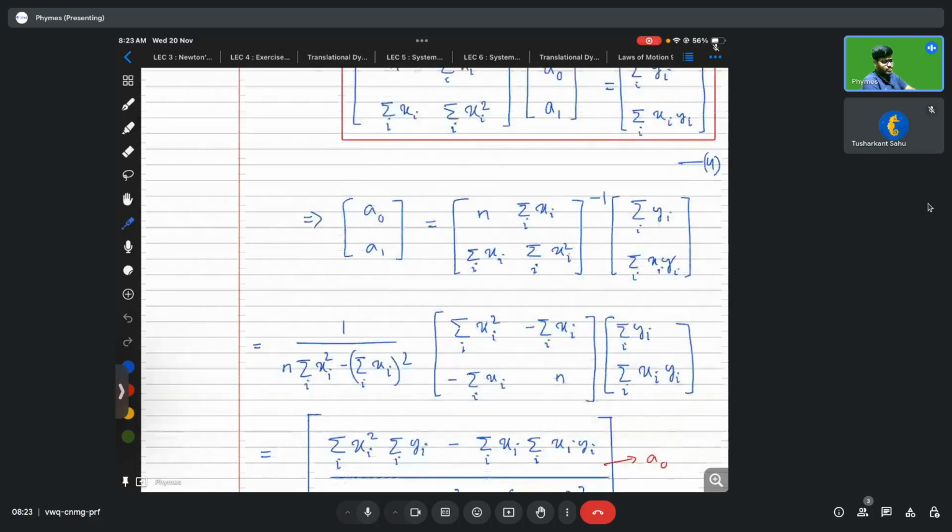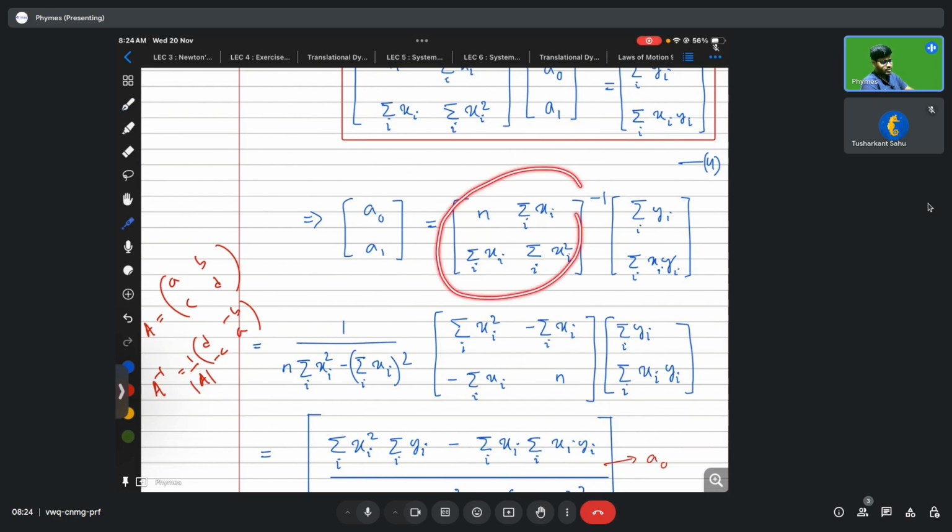And how to find the inverse of this matrix? We can do it by hand, right? If there is a matrix like A, B, C, D, then its inverse is D, A, minus B, minus C, divided by its determinant. Do you remember this formula? Yeah, so that is what we are doing here, right?